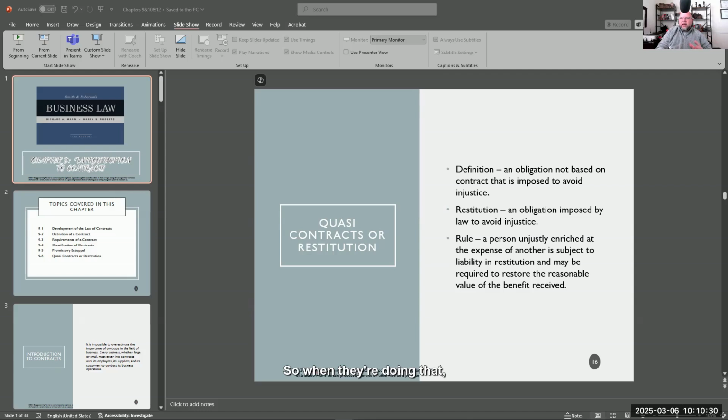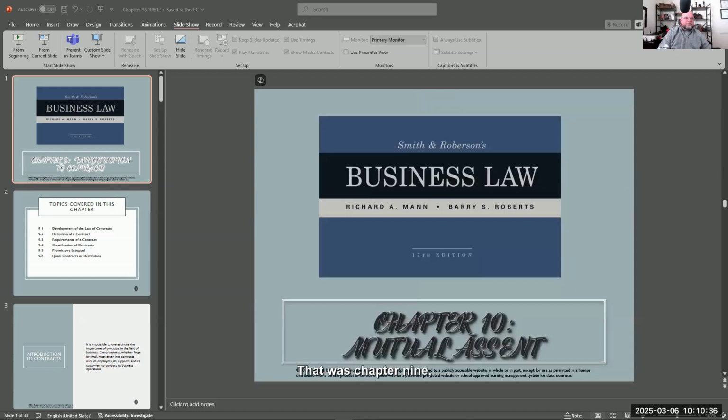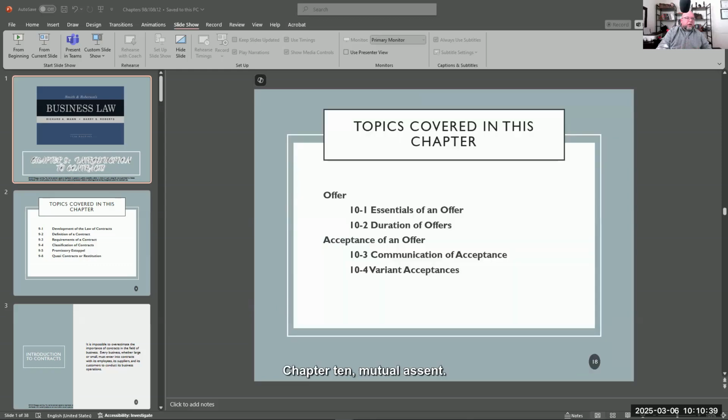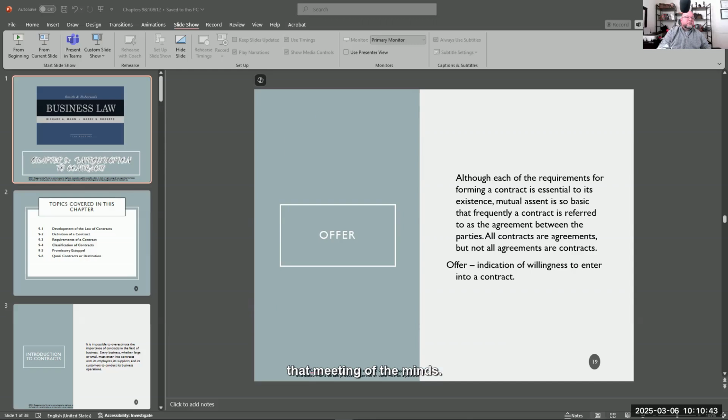So when they're doing that, and if they're not following through, that's when the courts will step in to enforce it as a quasi contract. That was chapter 9. Chapter 10, mutual assent. Once again, that meeting of the minds. All right. So now we're going to talk about the specific pieces here.